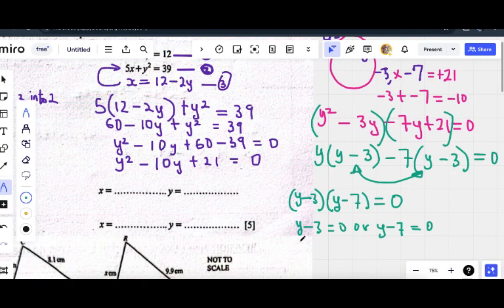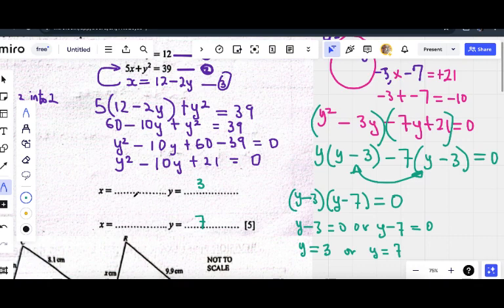So we say y, this minus 3 goes to the right side, it becomes positive 3. Or this minus 7 goes to the right side, it also becomes positive 7. So we have two answers for y. y is equal to 3 and y equal to 7. So you come here in your answer sheet, say y equal to 3, you put 3 here, and y equal to 7, you put 7 here. Now you've got the two values of y.